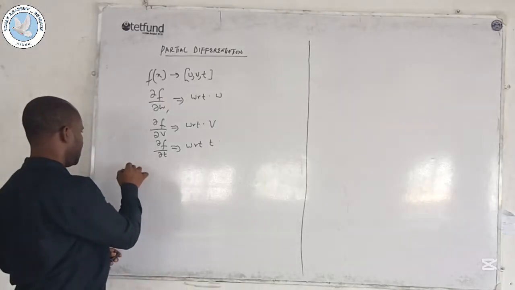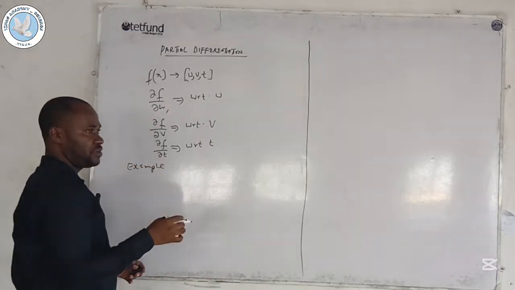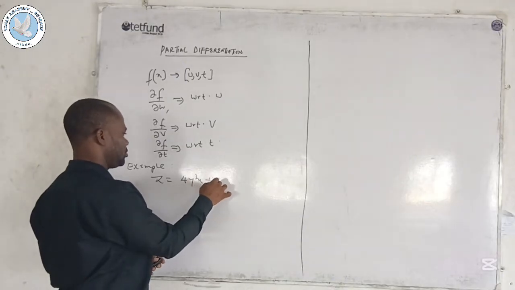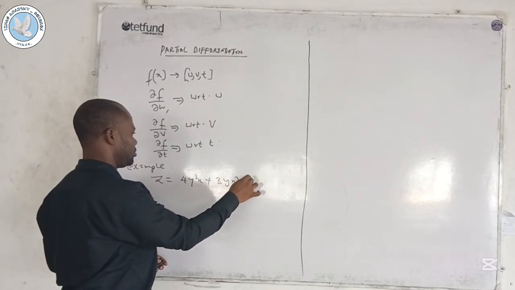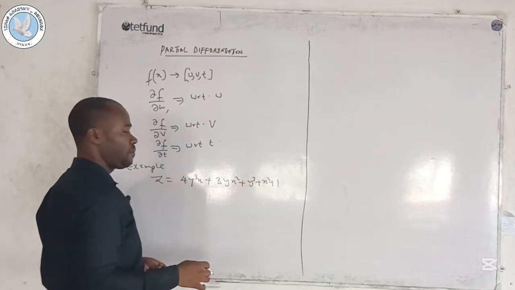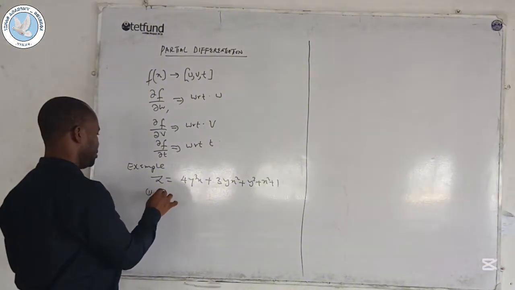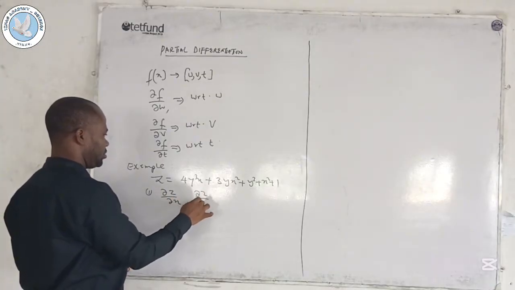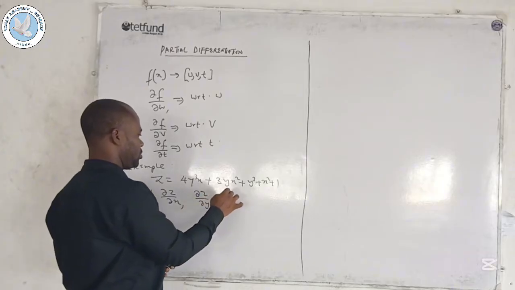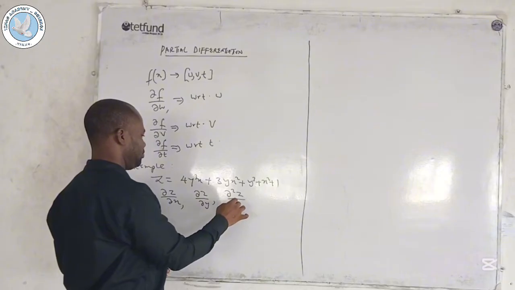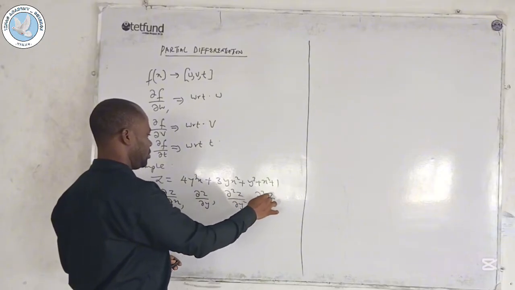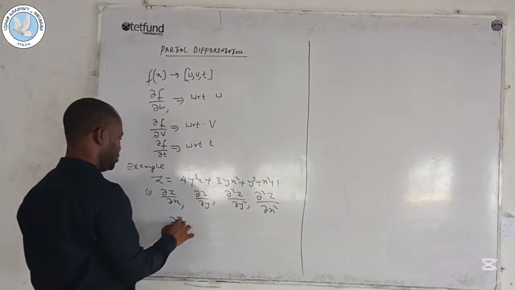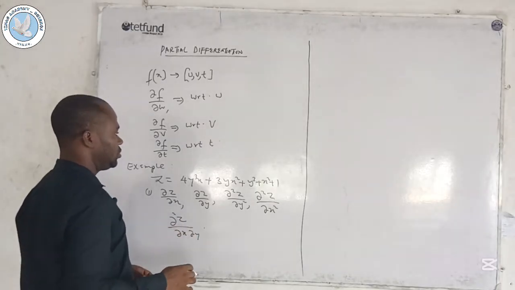So for example, we can demonstrate this further if we are given that Z is equal to this plus 3yx plus this plus this plus 1, and we're asked to look for the derivative with respect to x, with respect to y, and also the second derivative with respect to y, and also with respect to x, and we can further do this with respect to y and x. So this is how you start.